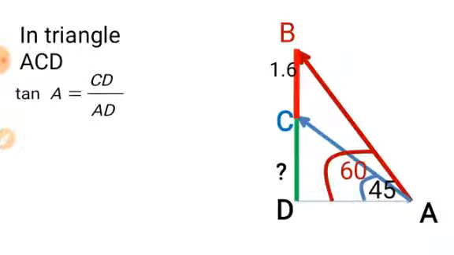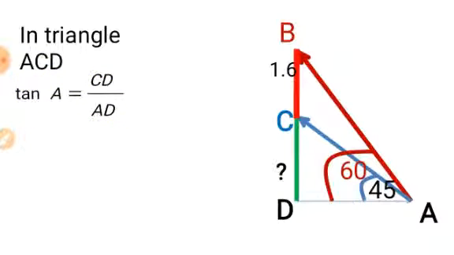In triangle ACD, we can write tan A is equal to CD over AD, because from point A the side opposite to A will be the perpendicular, and the side from A that goes to the 90 degree angle will be the base. So we can write tan A is equal to CD over AD.